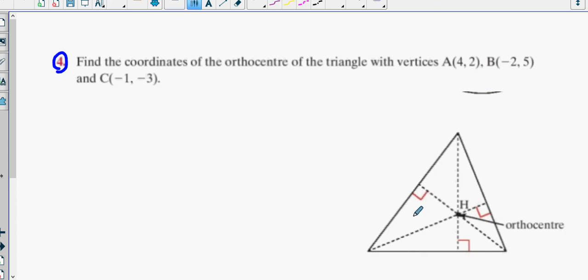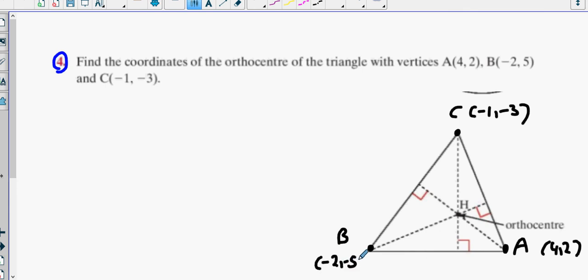Now, A is 4, 2. So it would look something like this. B would be the furthest left, so that'd be B. It's not drawn to scale. It's all over the place. C, and that'd be A. Am I okay with that? So C is minus 1, minus 3. A is 4, 2. And finally, B is minus 2, minus 5.